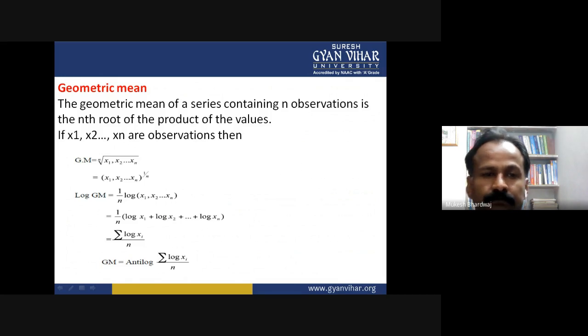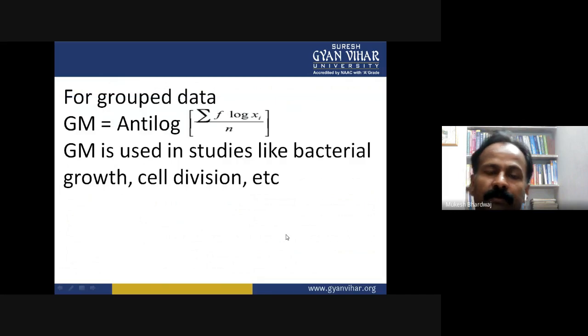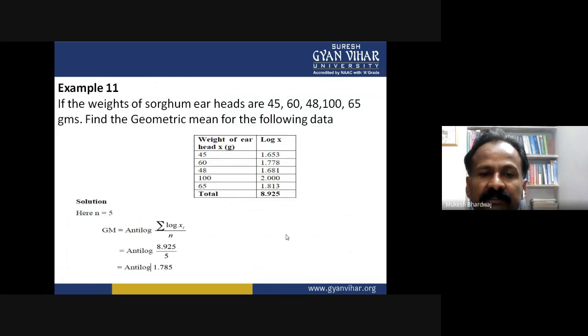For grouped data, this formula can be given by simple multiplication with the frequency. The geometric mean is used in studies like bacterial growth, cell division, etc. These are some examples. With the help of examples, you just go through them for raw data or grouped data and calculate the geometric mean.